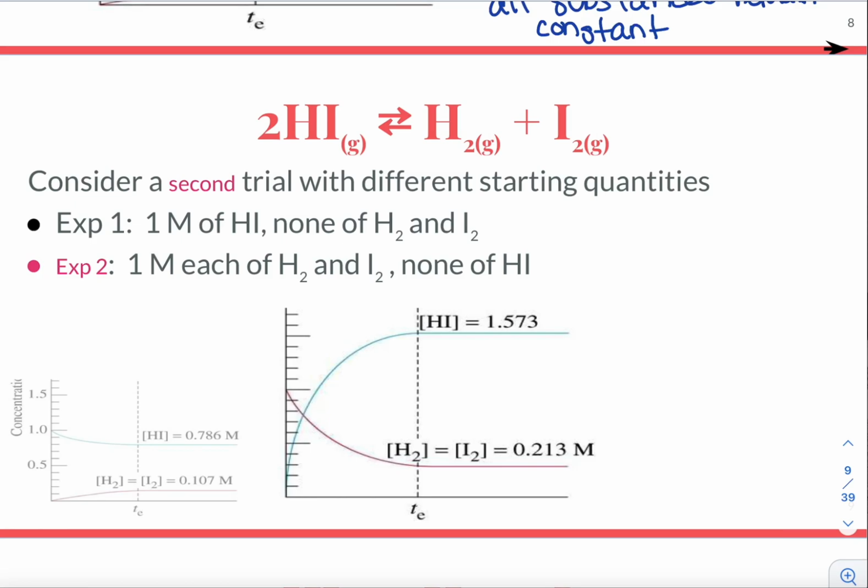So in the first one, we were doing the forward reaction because we started with only the reactants, which is usually what you think about in first year chem. In the second one, we started with only the products, so we were doing the reverse reaction. So you can see that either way, we eventually reach equilibrium.